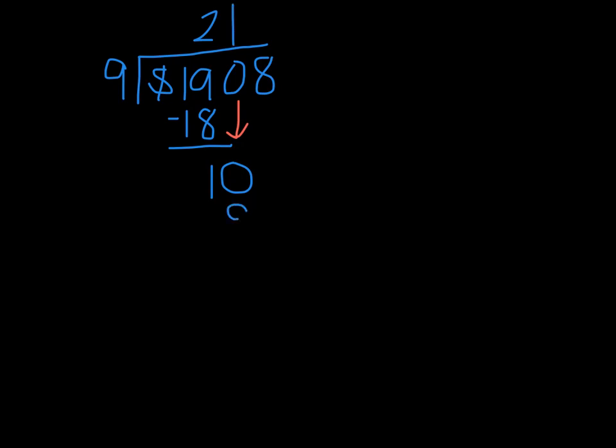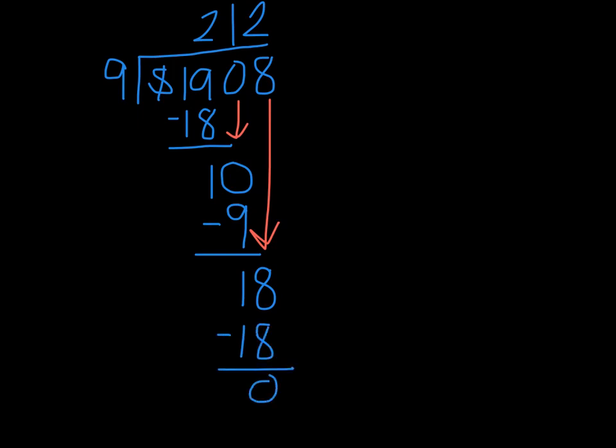1 times 9 is 9. Subtract. 10 minus 9 is 1. Then I bring down this 8, and I have 18. 9 goes into 18 2 times. 2 times 9 is 18, and then I subtract, and I have 0 as my remainder.